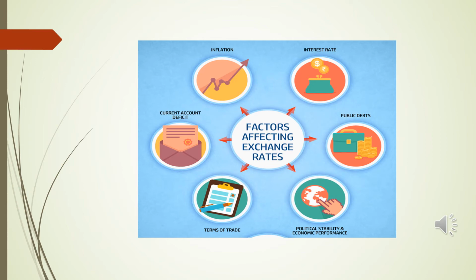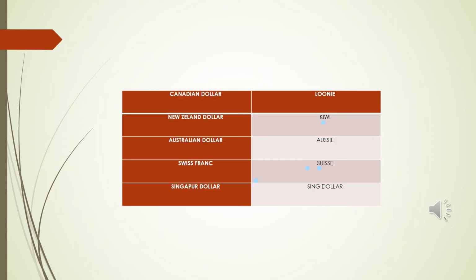It should be borne in mind that a decrease in the exchange rate produced by a decrease in the level of domestic prices, while keeping foreign prices constant, is what we call depreciation. Or it also occurs where there is an increase in the level of prices abroad, maintaining the national price level constant. Traders use nicknames in most transactions, for example, Canadian dollar loonie, New Zealand dollar kiwi, Australian dollar aussie, Swiss franc swissie, Singapore dollar sing dollar.